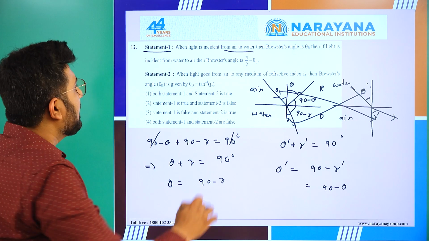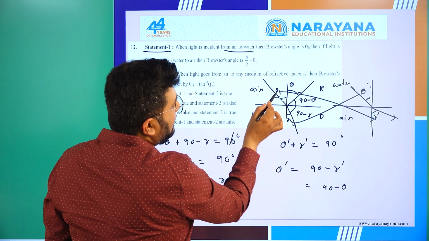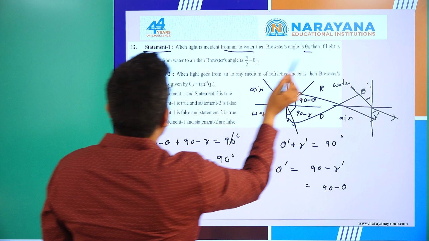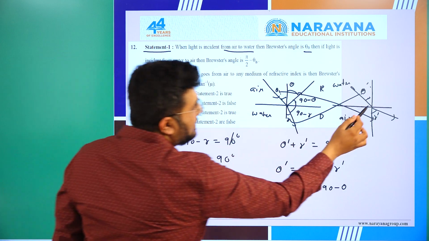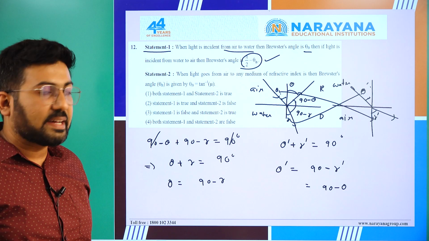So basically the statement here which says that if the Brewster's angle in this case, this theta value, is theta b, then the Brewster's angle in this case has to be 90 minus theta b. So the first statement is correct.